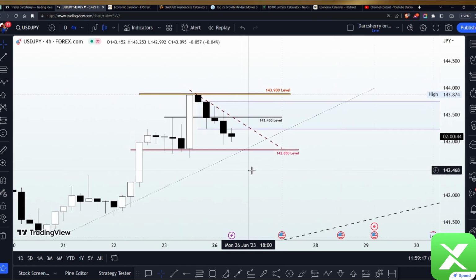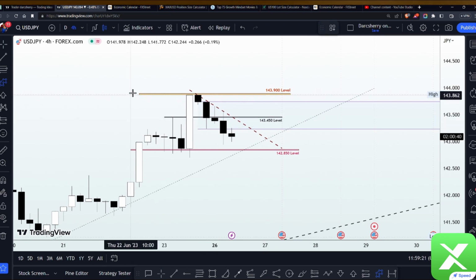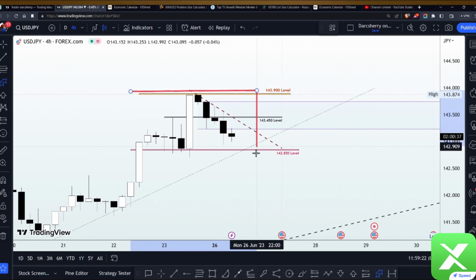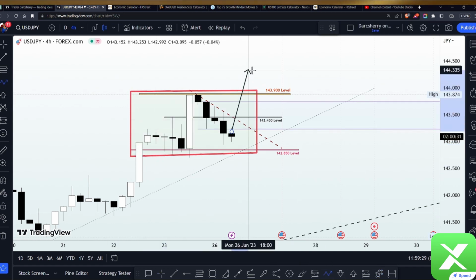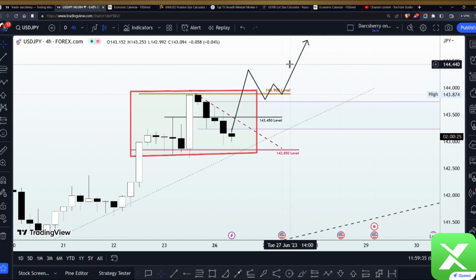And for buying the USDJPY at this point, we could see this whole flat channel we have here transition into a trend continuation pattern, where the breakout of the 143.900 area will be welcoming more opportunities to buy the USDJPY for this week.